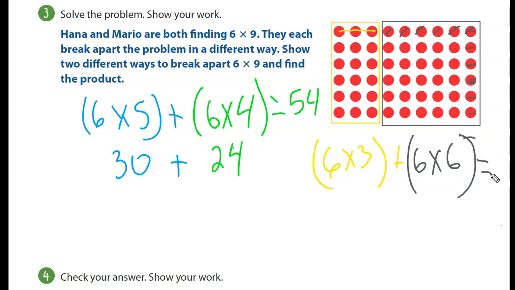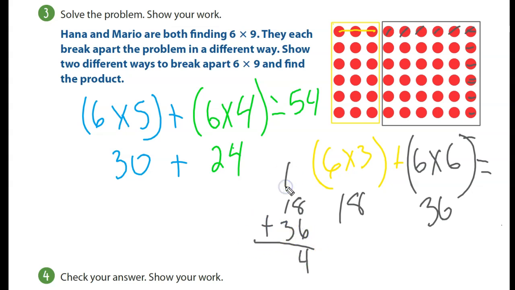6 times 3 is 18. 6 times 6 is 36. And then I add those together. 18 plus 36. 8 plus 6 is 14. Put the 4 down, carry the 1. 3 plus 1 is 4, plus the 1 that I carried, 5. I still get 54.